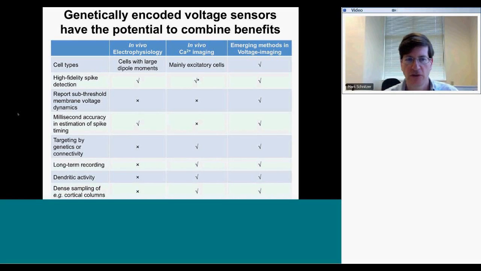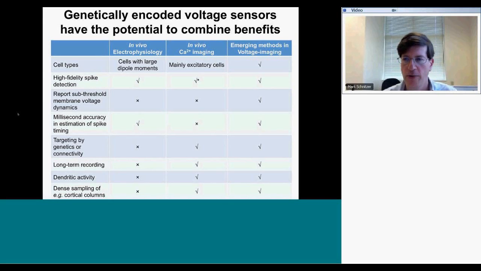They're also limited in their ability to report various subthreshold facets of somatic membrane voltage dynamics, but they do offer the possibility of targeting individual cells by their genetic identity or by their pattern of anatomical connections. In long-term imaging experiments, it has been demonstrated that dendritic activity can be monitored with appropriate labeling conditions. And as you saw just a moment ago in some of Chris's movies, one can densely sample tissues, for example, in structures such as neocortical columns.